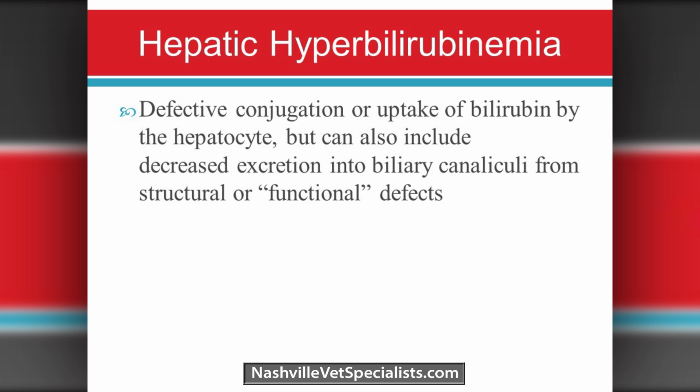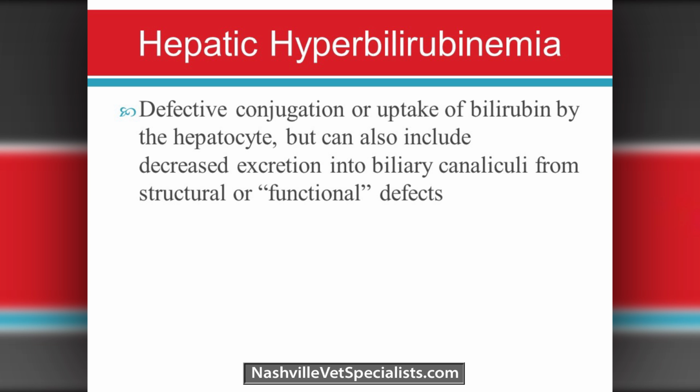And this is defective conjugation or uptake of the bilirubin by hepatocytes. So either you can't conjugate it or you just can't take it up. But it also includes decreased excretion into the biliary canaliculi. So that's a structural issue. And then there's also a functional defect, which I'll go into next.